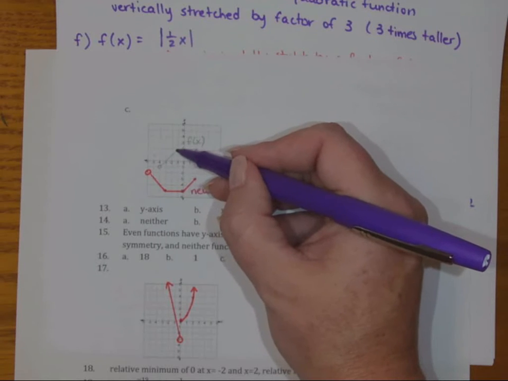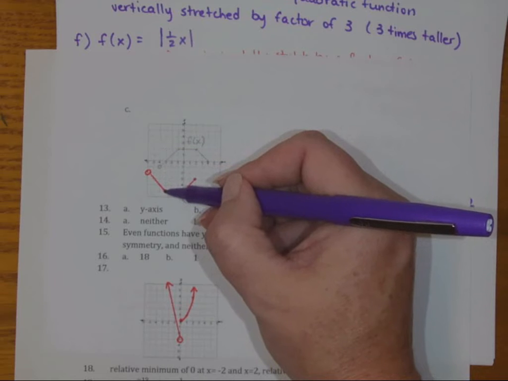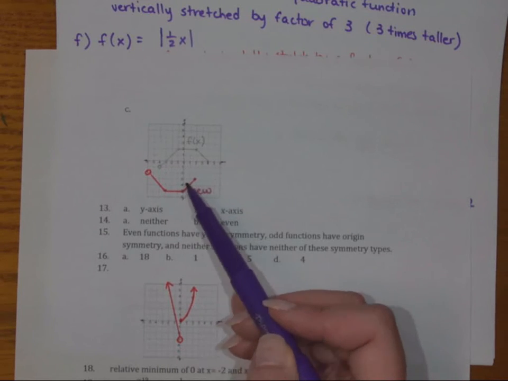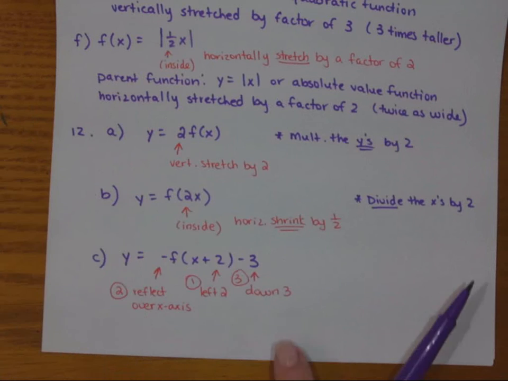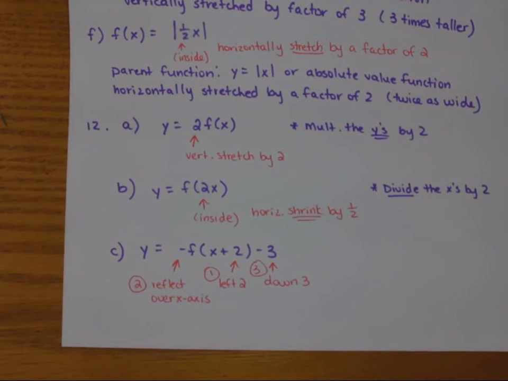Okay, this one, we're going to go left 2, flip over the x-axis, right here, sorry, and then go down 3. Okay, same thing everywhere. Notice that it is just a flipped version of this one. We didn't change the height because none of these changes affected the height or the width for that matter. Okay.